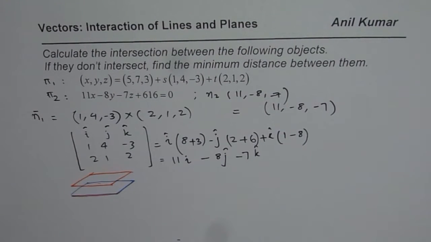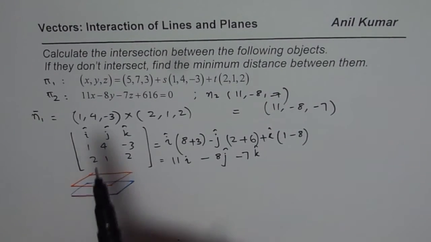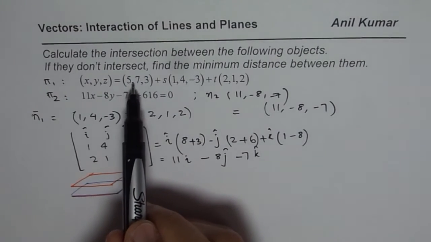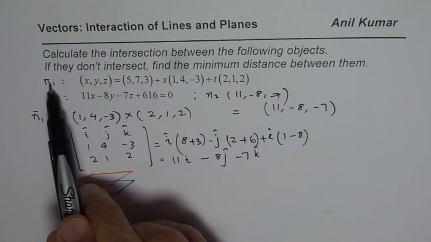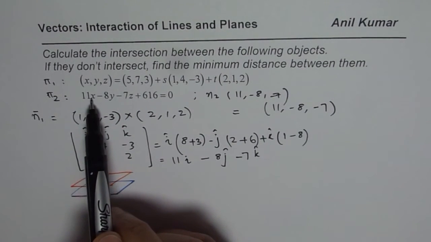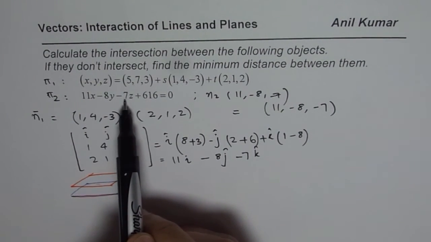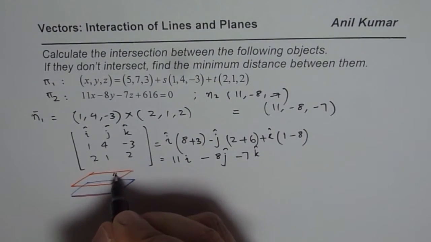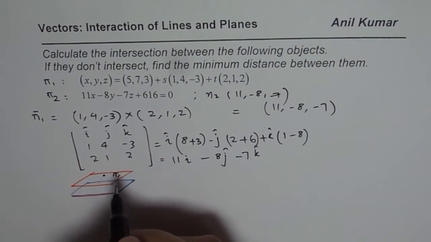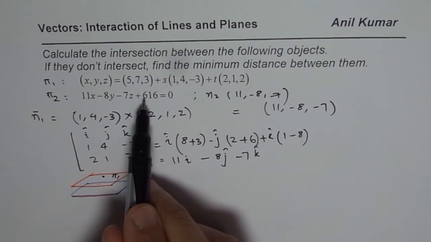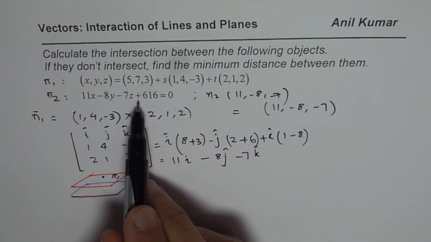How do we figure that out? We can find whether they are overlapping by checking a point. Now this point (5, 7, 3) is on plane pi 1. If this point lies on plane 2 also, that means they are the same plane, overlapping. If not, they are parallel. So let's say this is the plane pi 1, and we know there is a point here, (5, 7, 3). We'll check this point on this particular plane. If the equation is satisfied, it is on pi 2. If not, it is not.